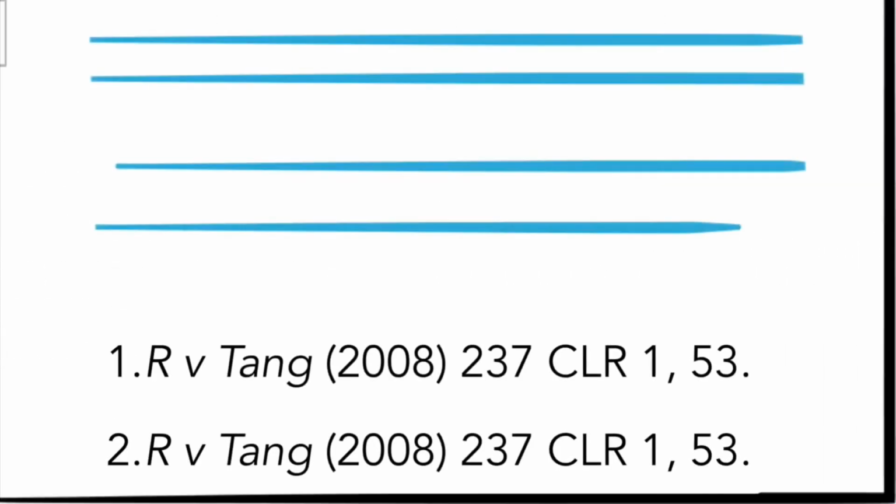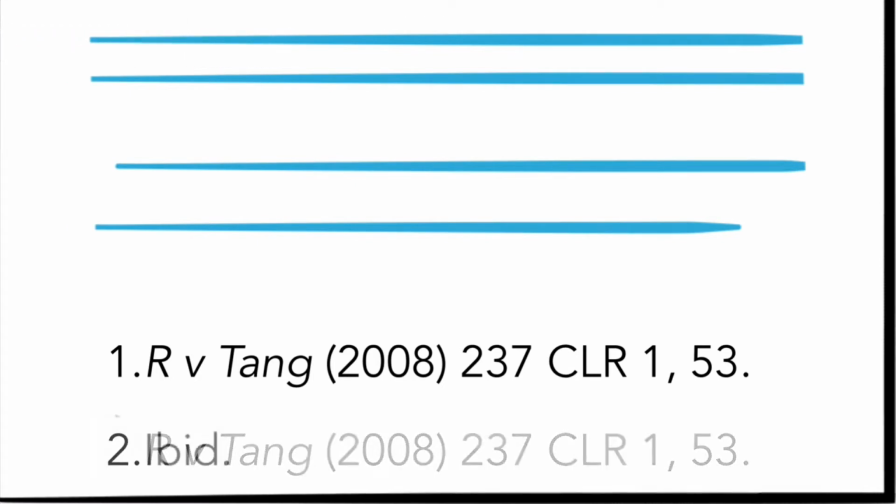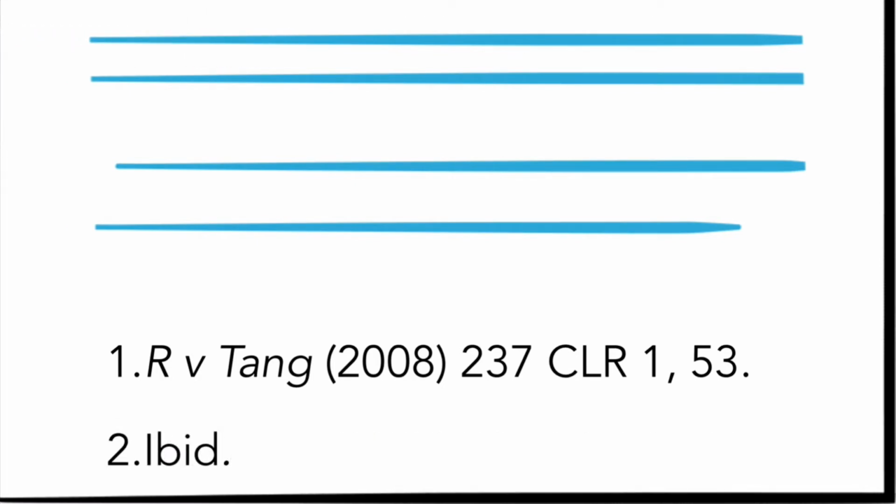If you are referring to the same source in consecutive footnotes, you should use the term IBID to indicate the repeated source, instead of repeating the entire reference. You can use IBID with different pinpoint references to show you are referring to different parts of the same source, like this.